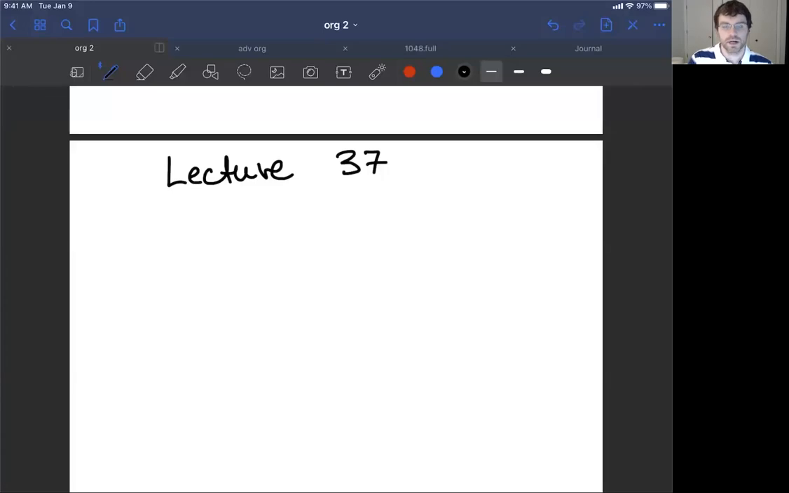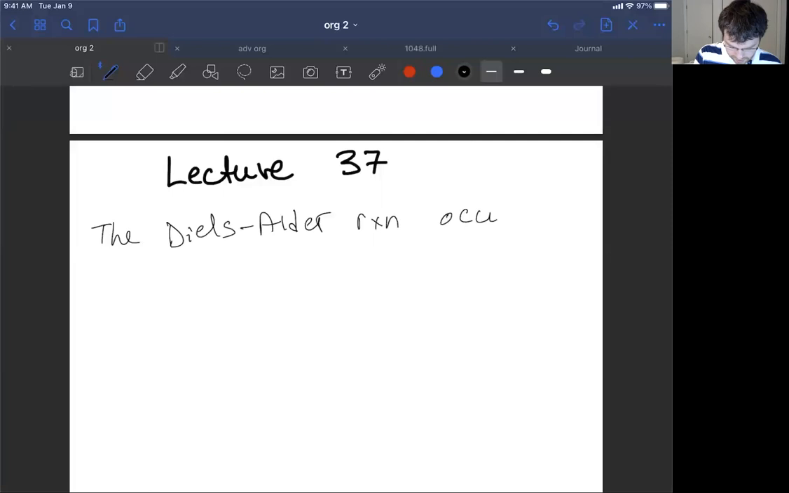Last time we talked about the Diels-Alder reaction and the controlled approach of the diene and the dienophile. So let's pick up with that topic. The Diels-Alder reaction occurs by a controlled approach of the diene and dienophile.